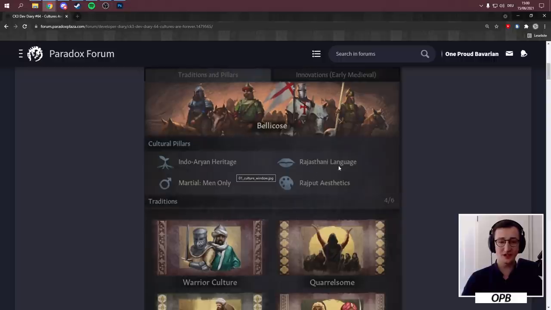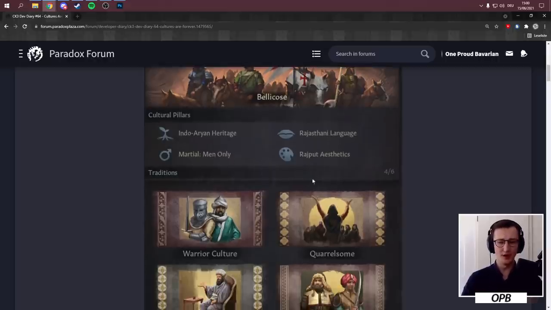Then we have the Rajasthani language, so language will play a role. It is interesting to see as well that this is Rajasthani language, so we can probably see a rough idea of what the languages will look like, how detailed they will be and so on. Then we got martial men only, so this is something similar to a religious doctrine, but this one only navigates you when it comes to who can become a commander, who can become a knight, who can become a shield maiden, and so on.